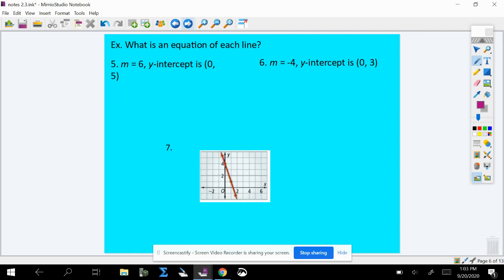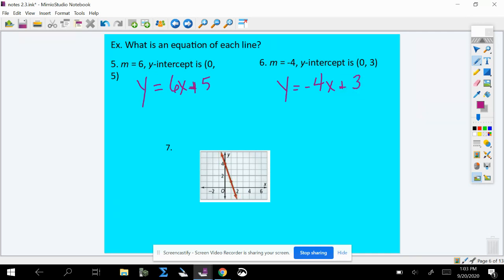So we're going to start with really, really easy ones. If they tell you that the slope is 6 and they tell you that the y-intercept is (0, 5), that means your equation is y equals 6x plus 5. Slope always goes as the coefficient of x, and the y-intercept is always the constant at the end. Second one tells us our slope, again, is -4, so it goes in front of x, and the y-intercept is (0, 3), meaning you have a plus 3 at the end.